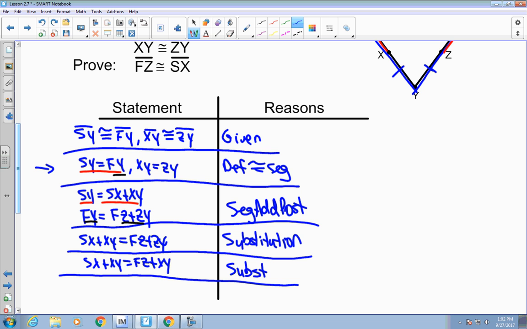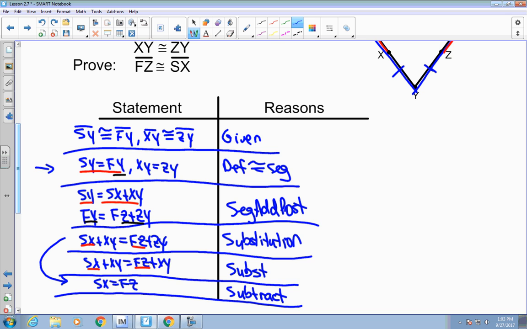Now, the reason I did that is because up here, I'm trying to get these two equal to each other. I'm still trying to get those two equal to each other. So what do you think I can do to accomplish that? Subtract XY. And so that gives me SX equals XZ by subtraction. Okay. Now, technically, I could have skipped that middle step and gone straight to there by subtraction, because these two are equal to each other. Okay, so I could just subtract them the way they are, but sometimes people find it helpful for me to replace so they can see that they're actually subtracting something that's the same.